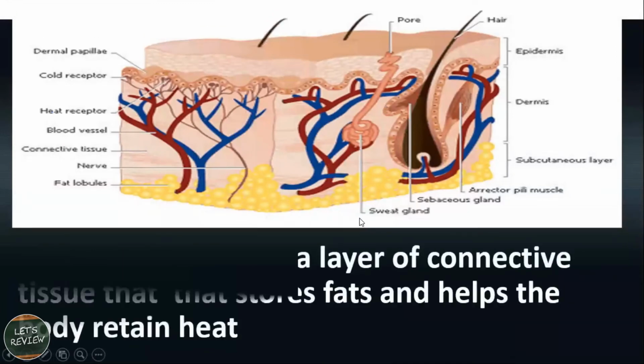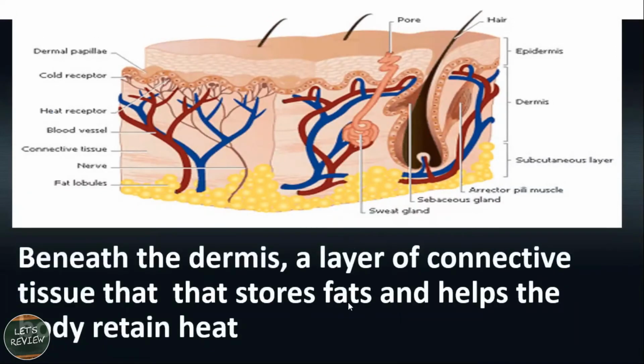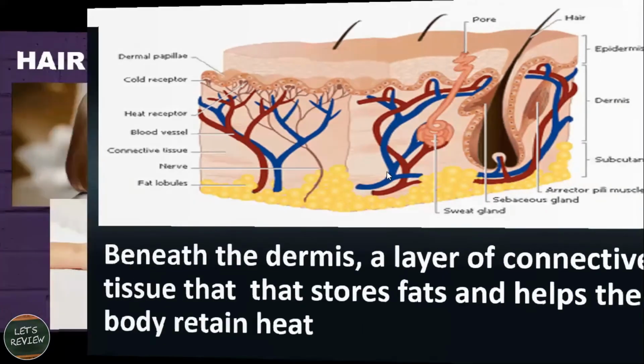What else do we need to know? Beneath the dermis, you will see a layer of connective tissue that stores fats and helps the body retain heat. The yellow ones are called the fat lobules. Here, it stores those fats and helps us to retain the heat of our body.